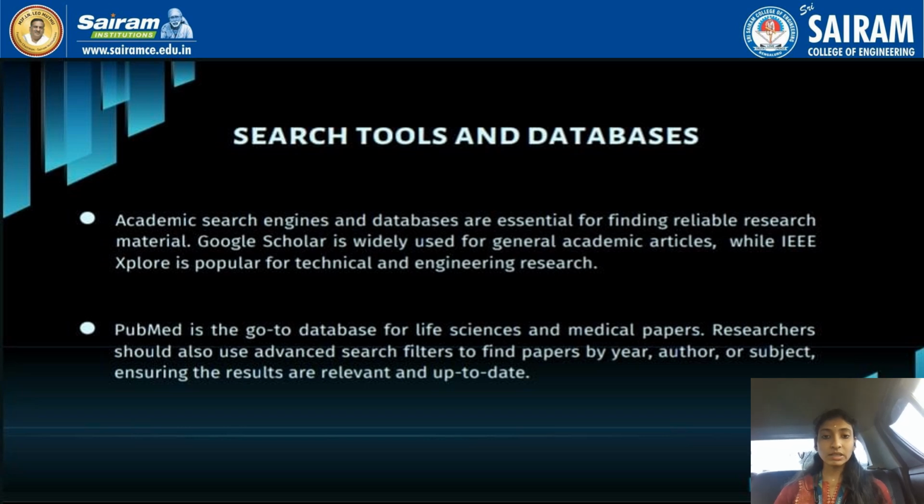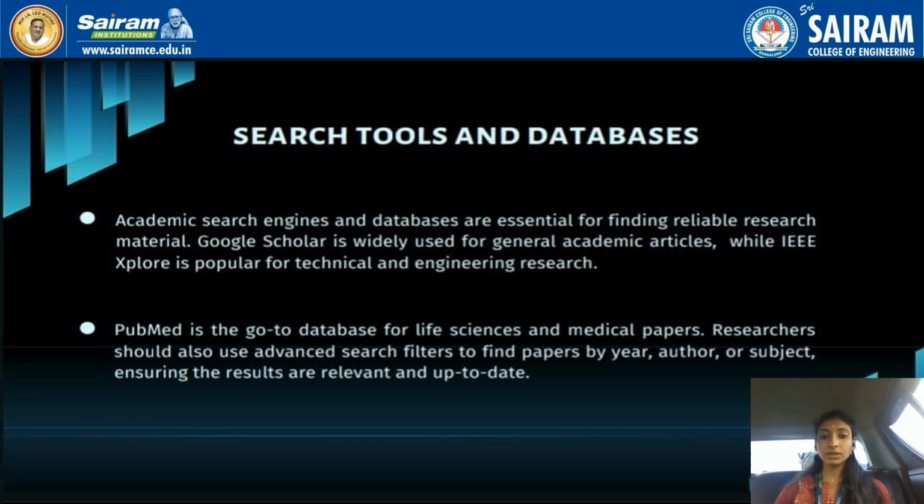Next is about search tools and databases. In search tools and databases, it is very important to understand which tools we can use to search for papers that are more relevant to the topic. For this, academic search engines and databases are essential for finding reliable research material. Google Scholar is widely used for general academic articles, while IEEE Xplore is popular for technical and engineering research.